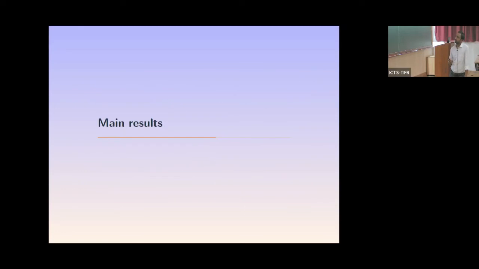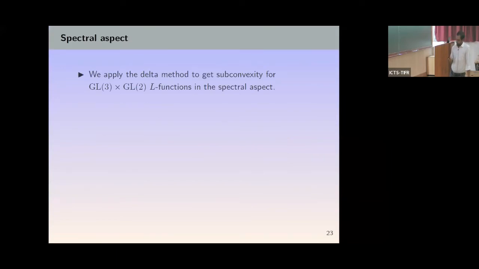So let's move on to our main results. We want to study the delta method in the spectral aspect. We are considering GL3 times GL2 functions, and we want to apply the delta method to get subconvexity in the spectral aspect. Here GL3 also has a spectral parameter and GL2 also has a spectral parameter. So either these GL2 parameters can vary or GL3 parameters can vary. So we will try to see them.